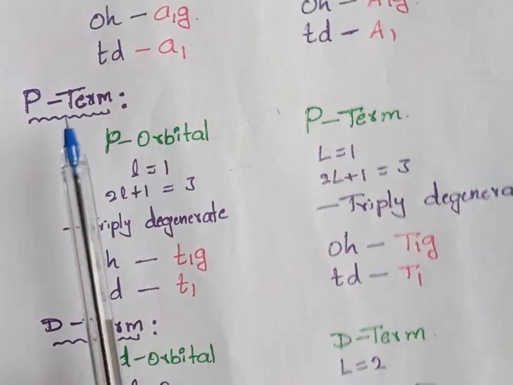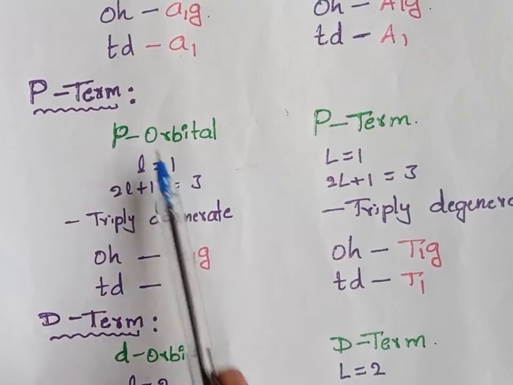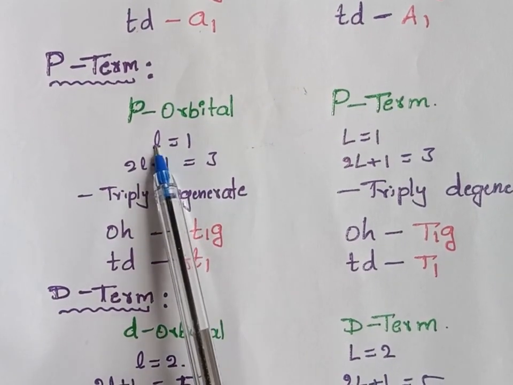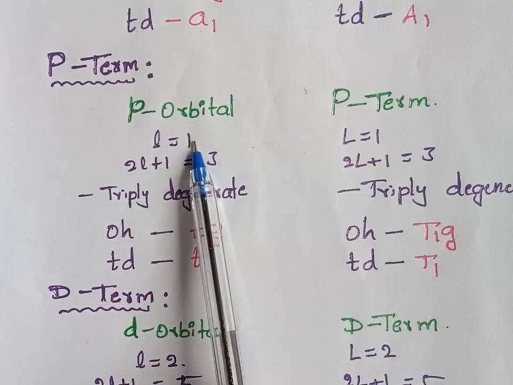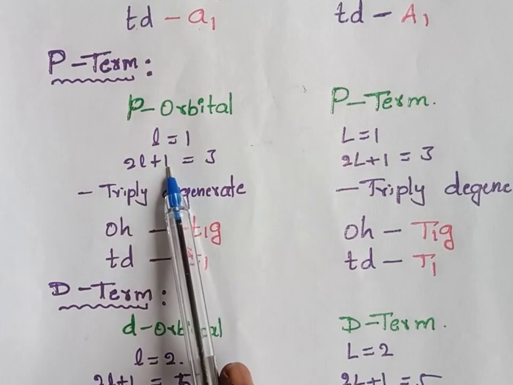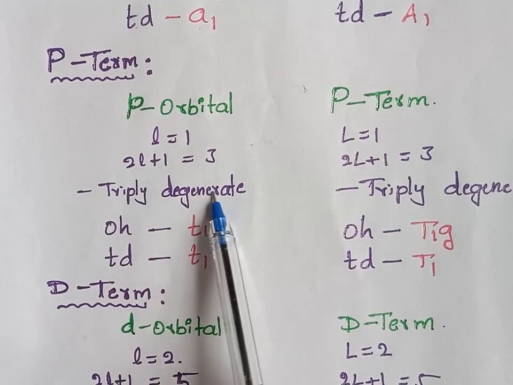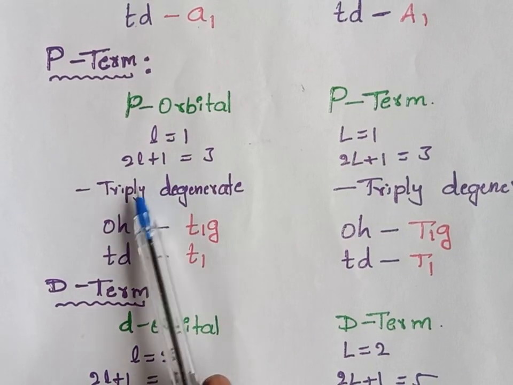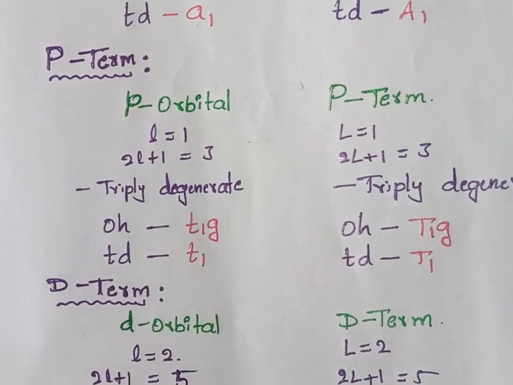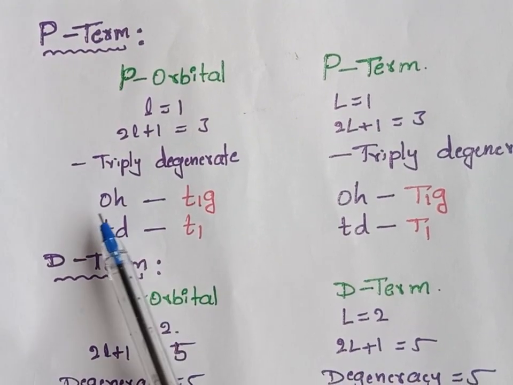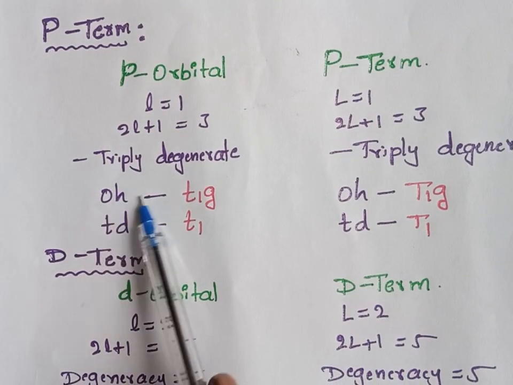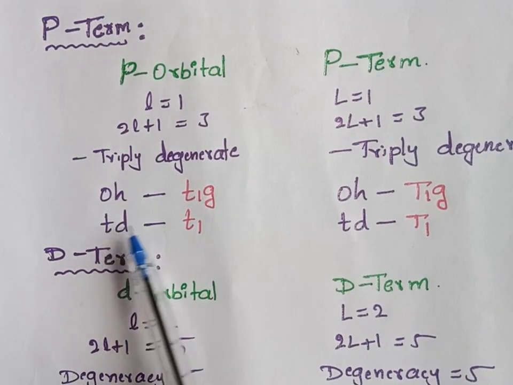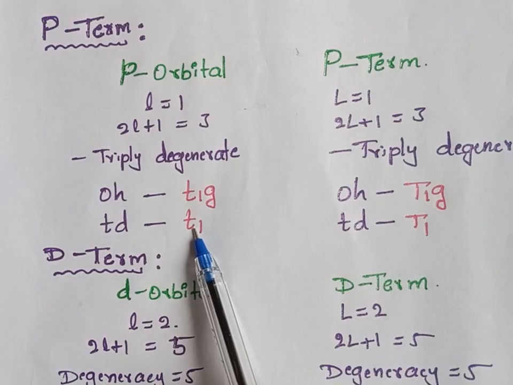So let us now discuss the P term. Again, the p orbital and P term have similarities. For the p orbital, the azimuthal quantum number small l is 1, so the degeneracy 2l plus 1 will be 3. That is triply degenerate. It cannot be split into different energy levels, as there is only one set of orbitals. In an octahedral field, it is designated as t1g, and in a tetrahedral field, as t1.